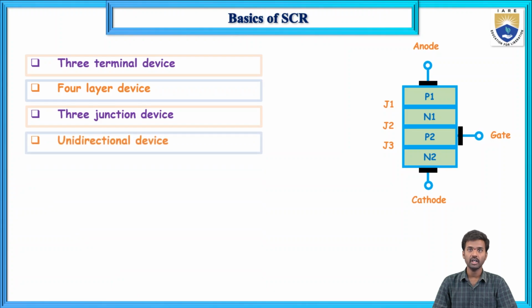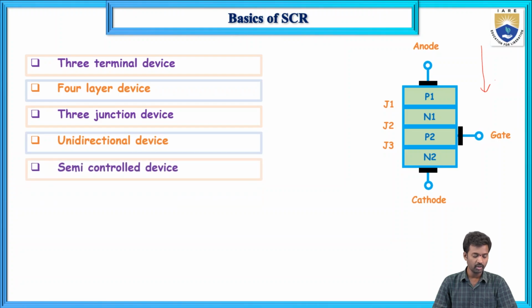And next, it is a unidirectional device, means it allows the current to flow only from anode to the cathode, not from cathode to the anode. It is a unidirectional current. And next, it is a semi-controlled device. We can turn on the SCR by giving a gate pulse when it is forward biased, when anode is positive with respect to the cathode. When we give the gate pulse it will be turned on. So that is in our hand. But to turn off that SCR, anode current must be less than the holding current, or we must apply reverse voltage. So here turn off is not in our hand. We need an external circuit. So now it is a semi-controlled device.